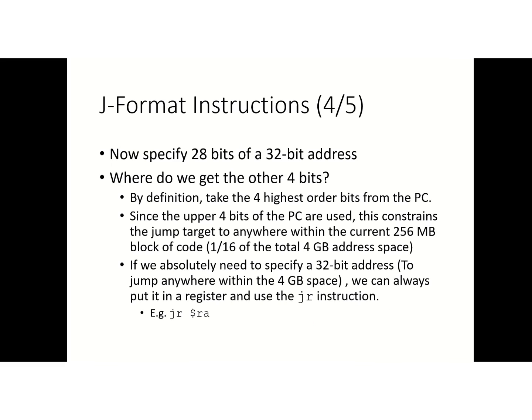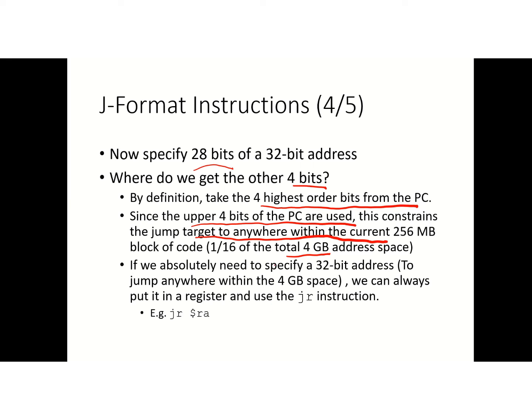Now, how do we specify 28 bits of a 32-bit address? Where do we get the other 4 bits? The 4 bits are the 4 highest-order bits from the PC. Since the upper 4 bits of the PC are used, this constrains the jump target to anywhere within the current 256 megabyte block of code. This means the code must not exceed a 256 megabyte block, or 1/16 of the total 4 gigabyte address space.